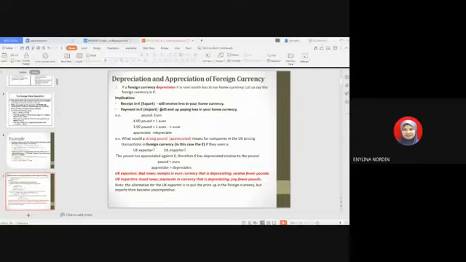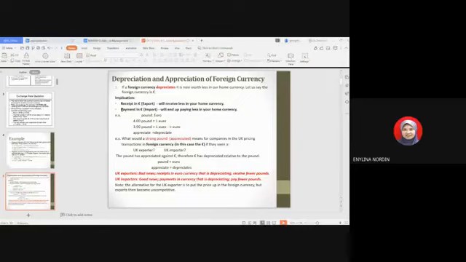Okay, maknanya decline dia punya currency tu. So the implication is that if you do an export, if you are the exporter, that means you will receive in euro, and then you convert to your home currency. That means you are going to get less in your home currency, right?